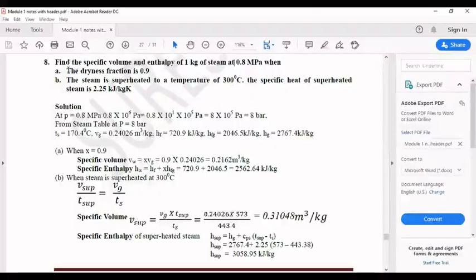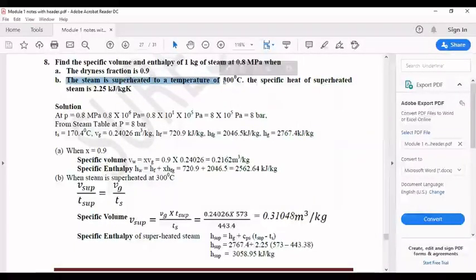In the first question, the dryness fraction is 0.9. It means that in the first question, it is a wet steam. In the second question, the steam is superheated. So by this, I got to know it is a superheated steam.